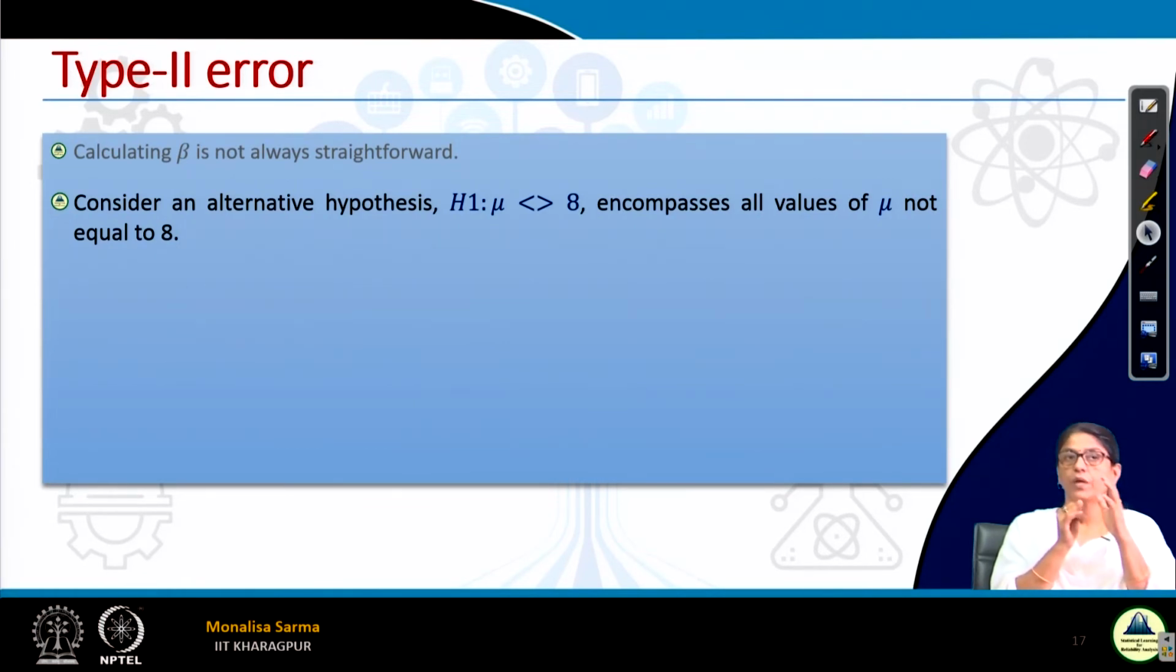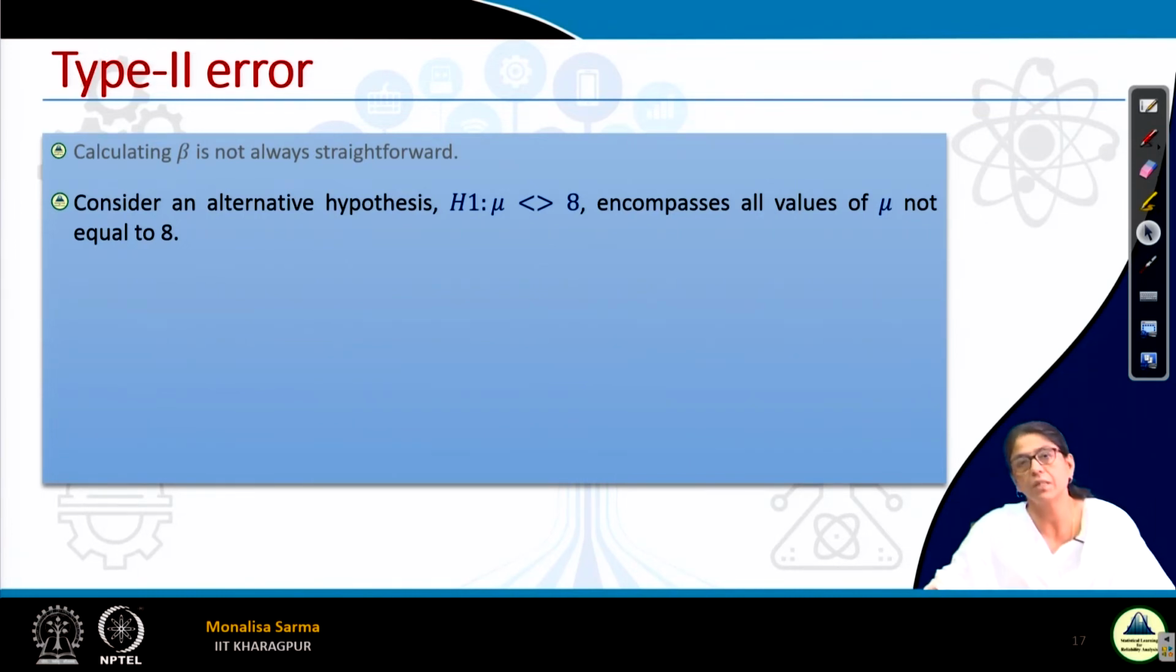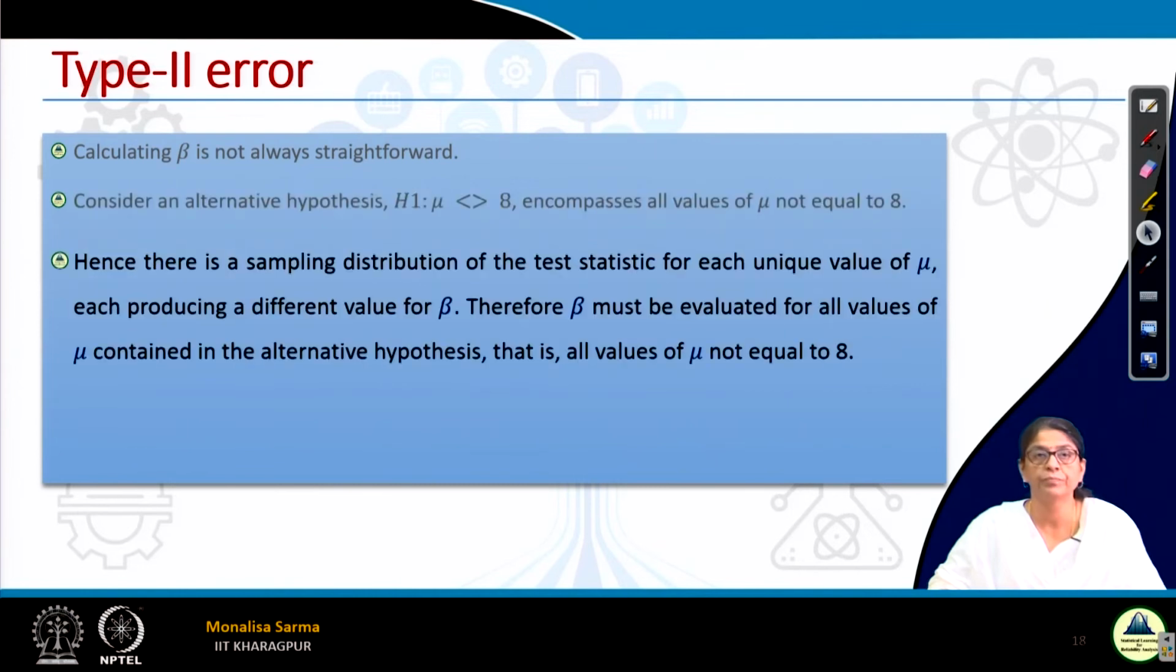Now, when we are trying to find the type 2 error, we have to find the rejection regions. Type 2 error means we are not rejecting a null hypothesis that is false, so the value falls in the acceptance region. So definitely we need a sampling distribution, and for that we need the mean of the distribution. When the value is not equal to 8, what will the mean be? We will have a different distribution for different values of mu. That's why calculating beta is not very straightforward. That was the toy example, the box of chocolates, so we could do it very easily. So here, hence, there is a sampling distribution.